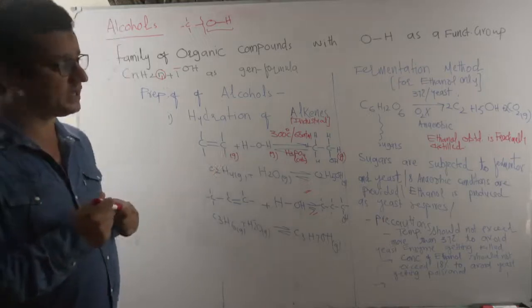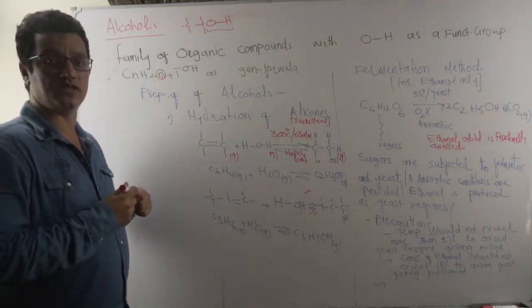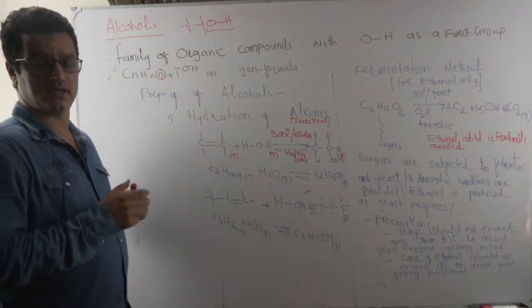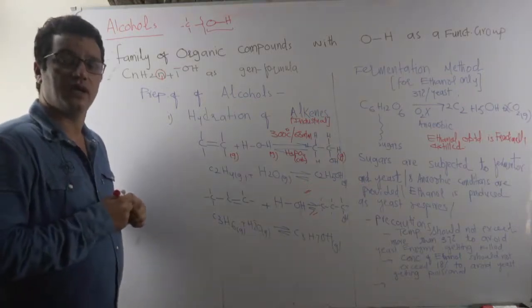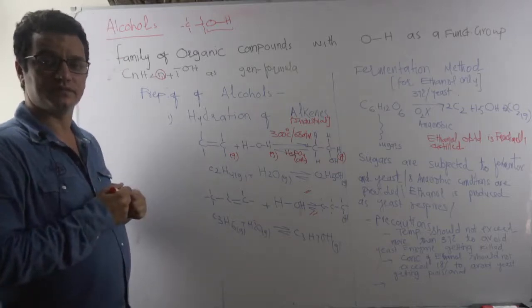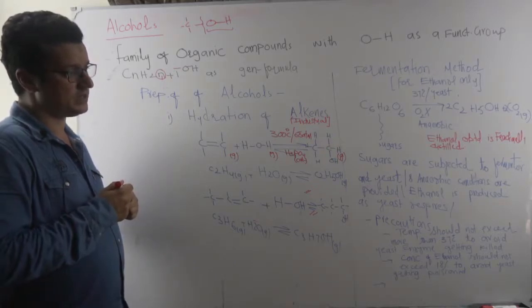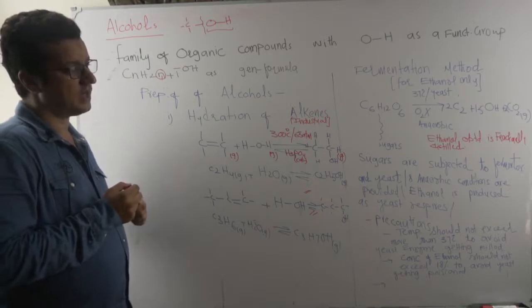Fermentation method is restricted only to what? Ethanol. Because when yeast respire, it produces only ethanol and carbon dioxide. Just like us, we respire, we provide carbon dioxide and water, the steam. But the yeast respire and it changes to what? Carbon dioxide and ethanol.